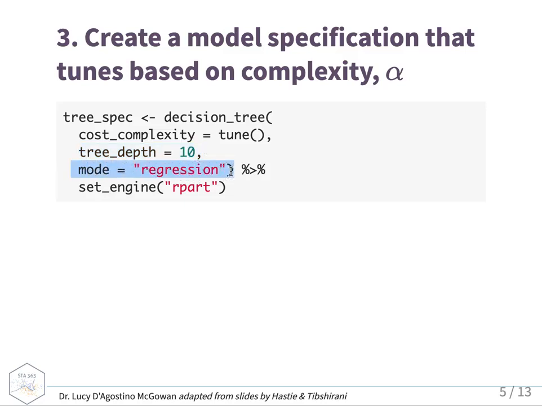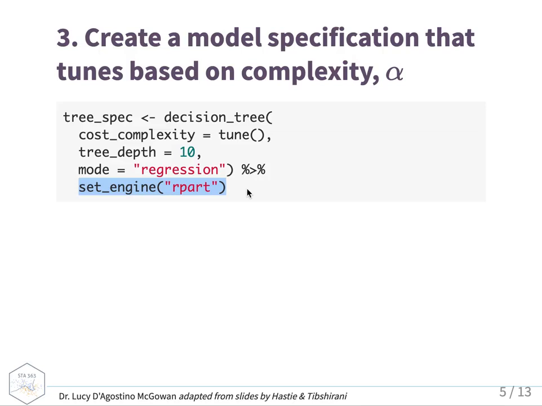Because decision trees can be used for either regression or classification, you want to make sure to specify the mode that you intend to fit. Here, because we have a continuous variable as my outcome, I'm predicting salary, I would like this to be regression. Finally, we need to set the engine. Here I'm going to set the engine to rpart, because the rpart package is the name of the package that does these decision trees.